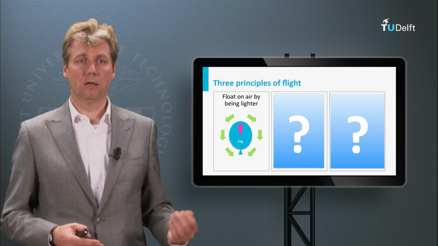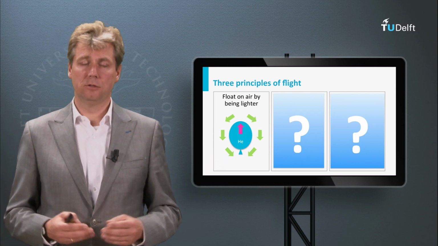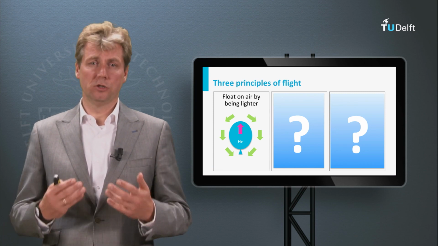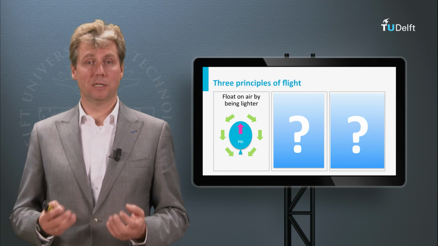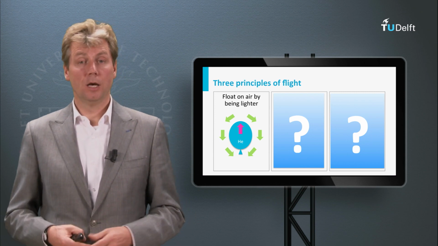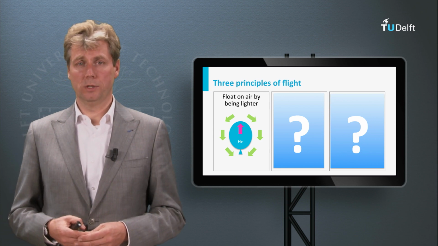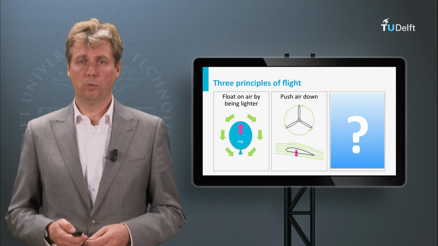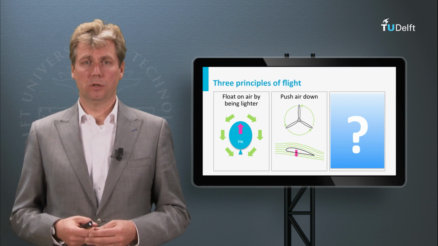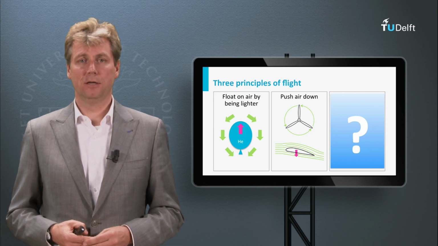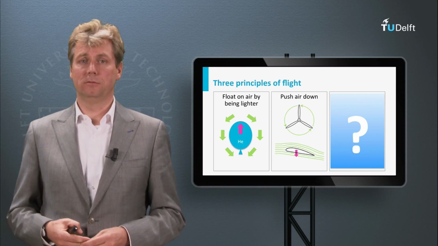For instance, by using helium or hydrogen or hot air. This ensures that your overall weight is less than the air, and in this way you can fly. But there are two other ways in which you can generate an upward force. Basically, the two ways to fly heavier than air are by pushing air down.